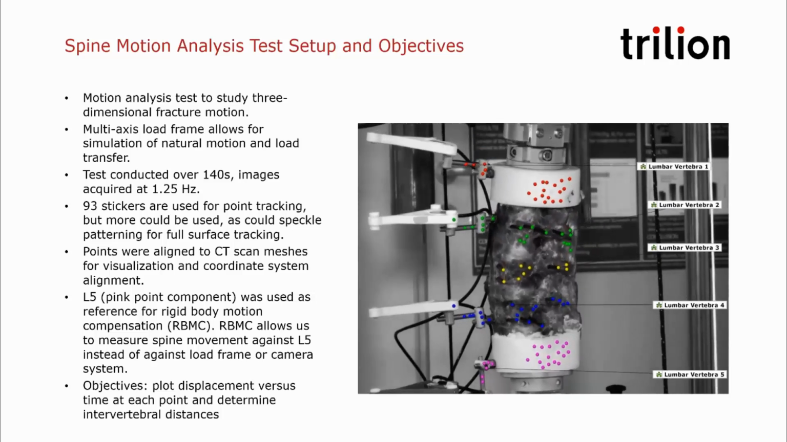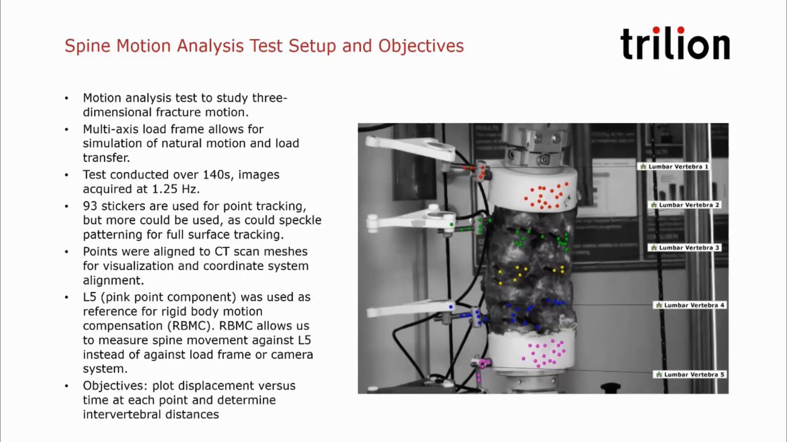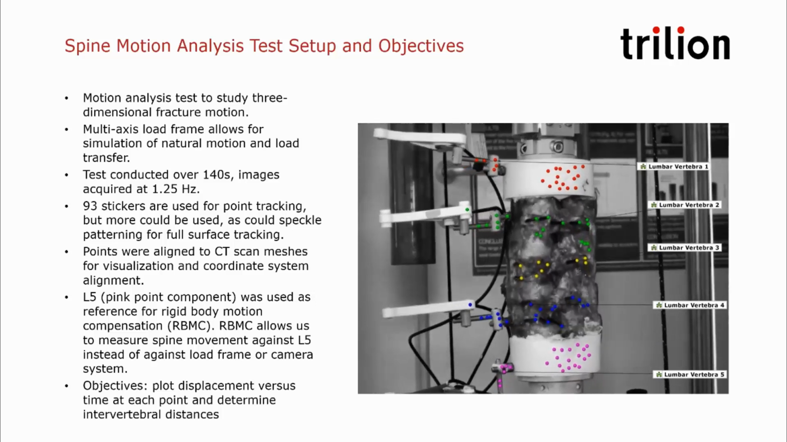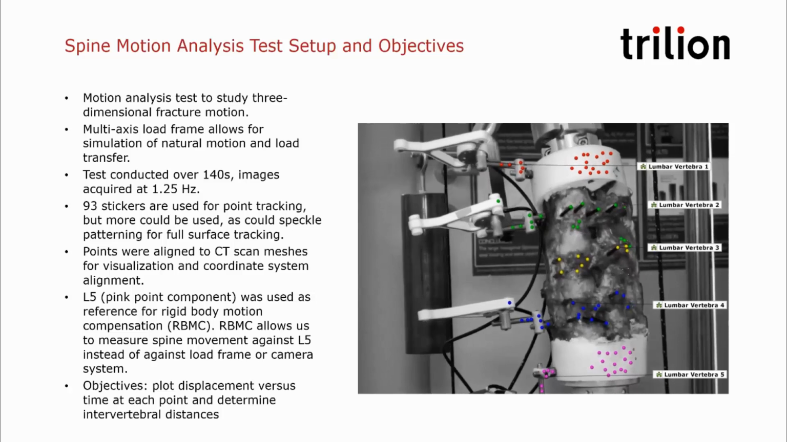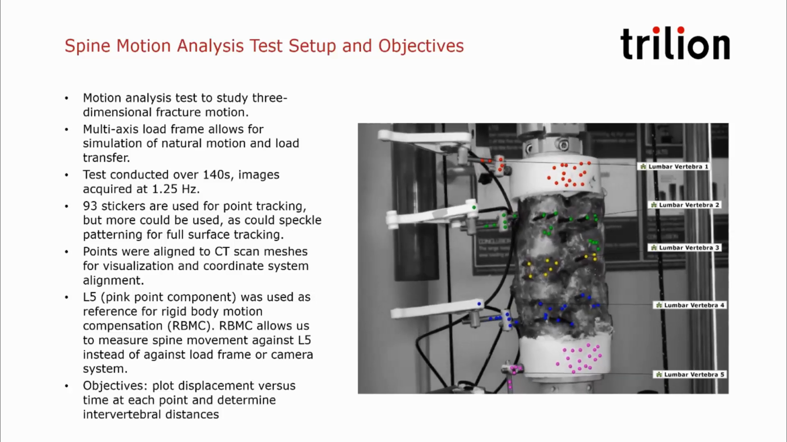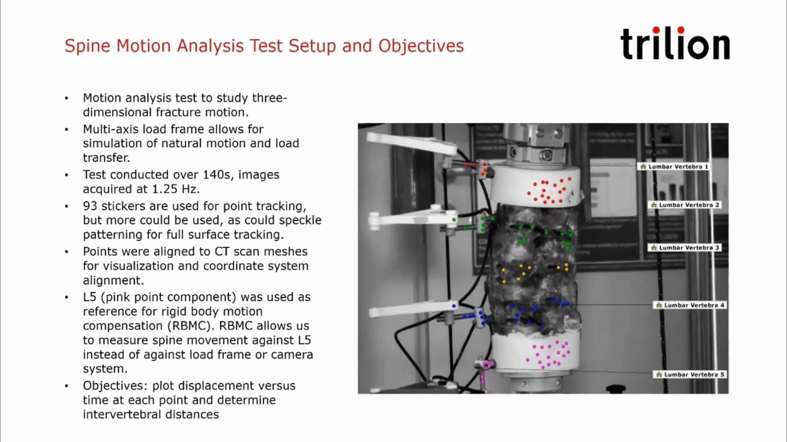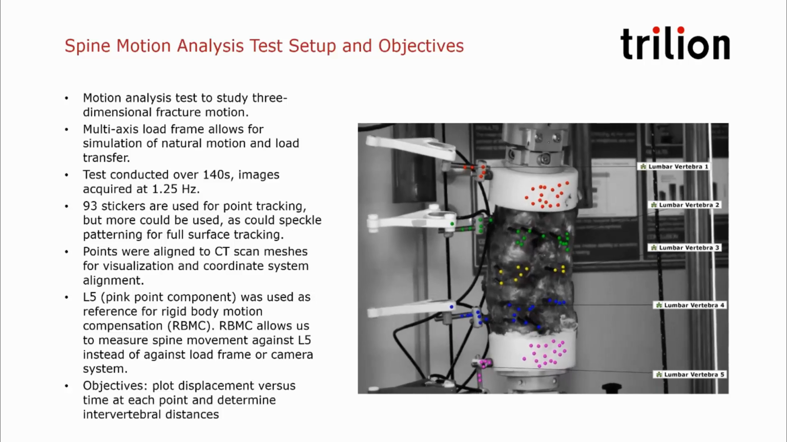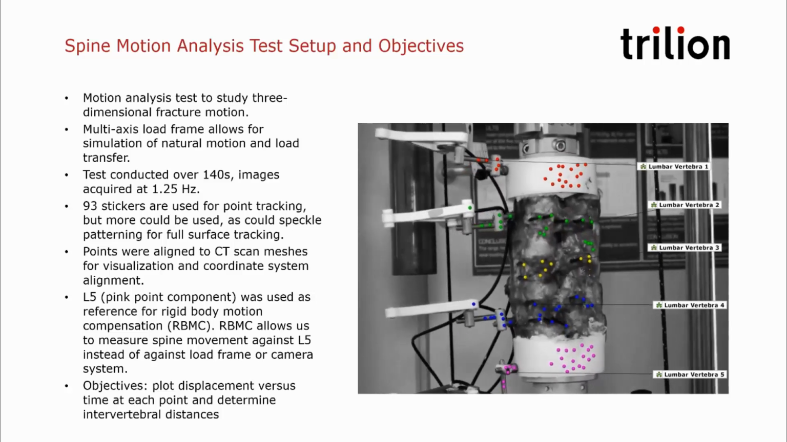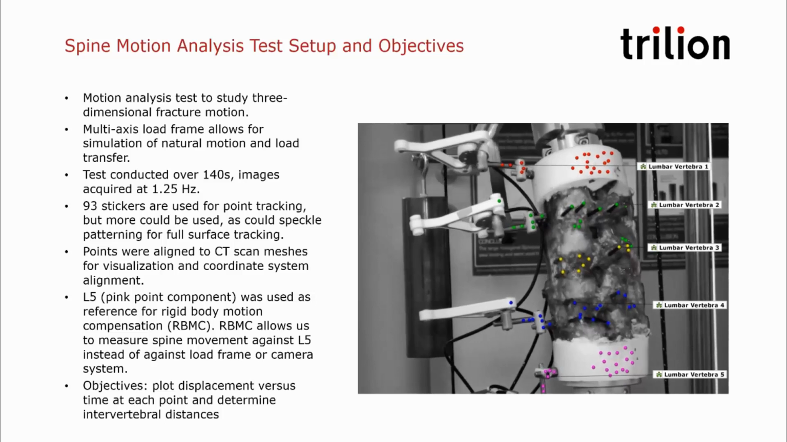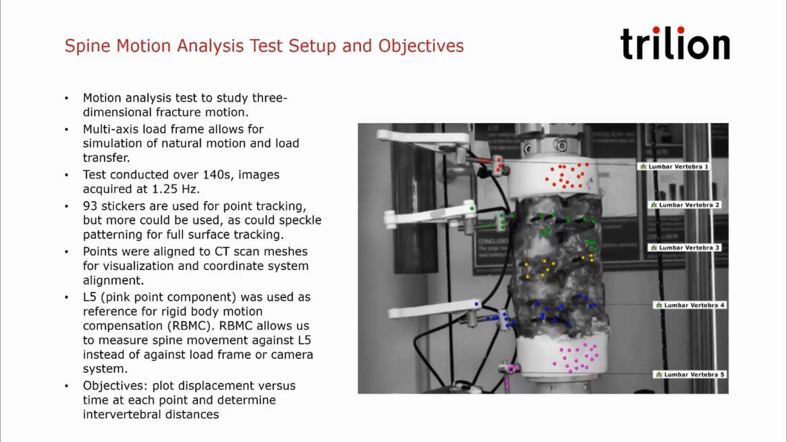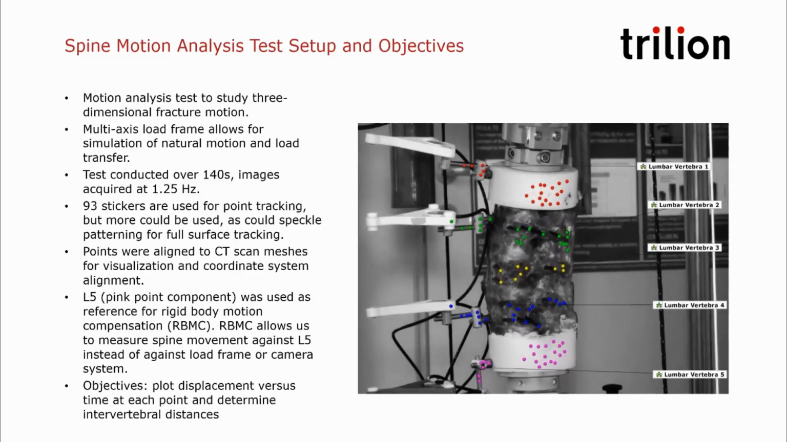And Justin spoke to this a little bit, but the takeaway is that rigid body motion compensation is going to let us measure the spine movement against, in this case, L5, instead of against the load frame or the camera system. And this is going to be a great way for us to neglect any disturbances that might occur due to floor vibrations or things of that nature.